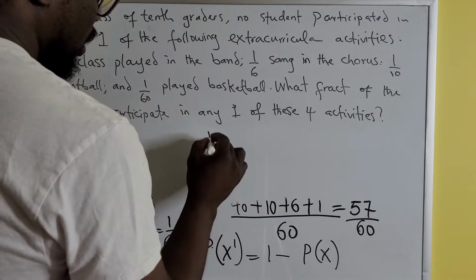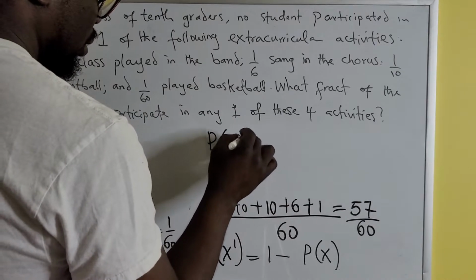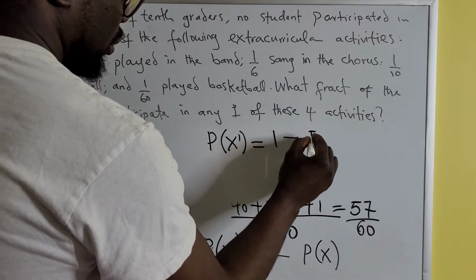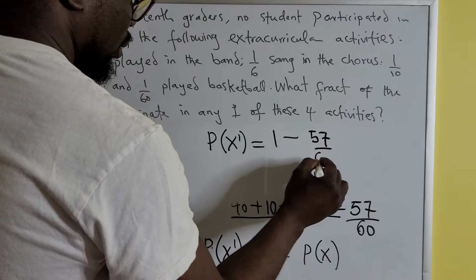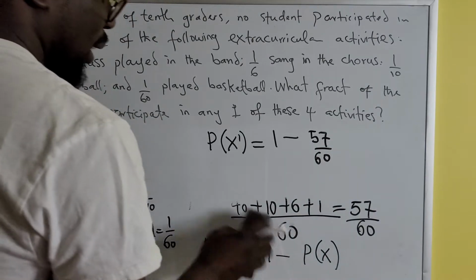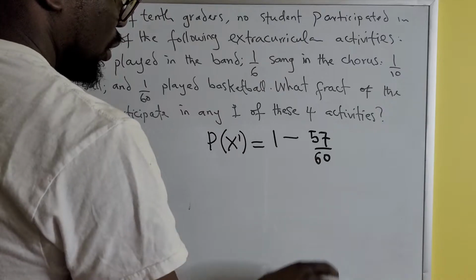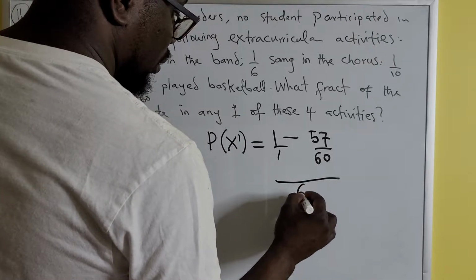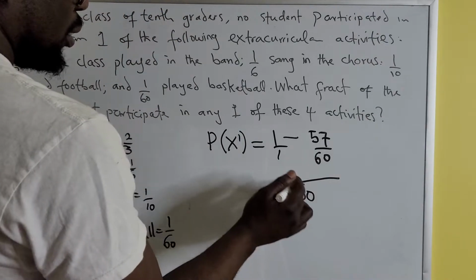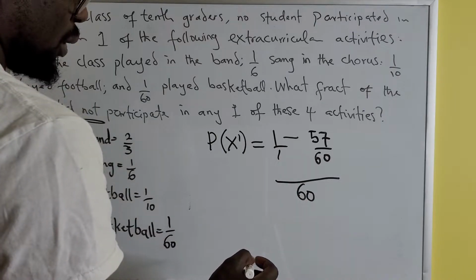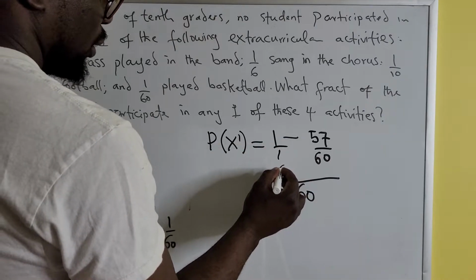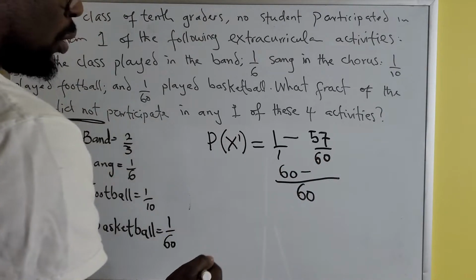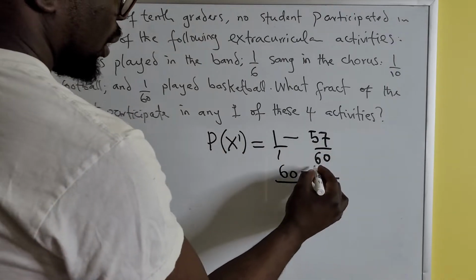So that'll give you the probability of not x, which will be 1 minus the probability of x, which is 57 over 60. So all you have to do in this case is take the fraction and do your math. Divide by 1, write 60 here. 60 divided by 1 is 60. 60 times 60 is 60, minus 60 divided by 60 is 1. 1 times 57 is 57.